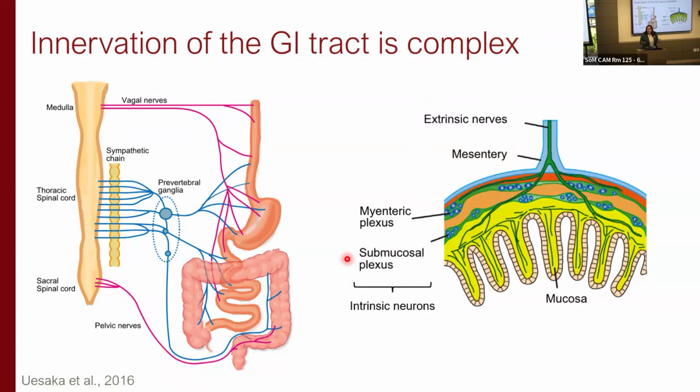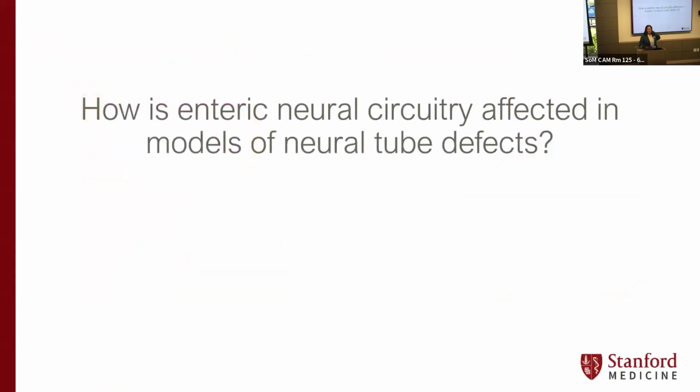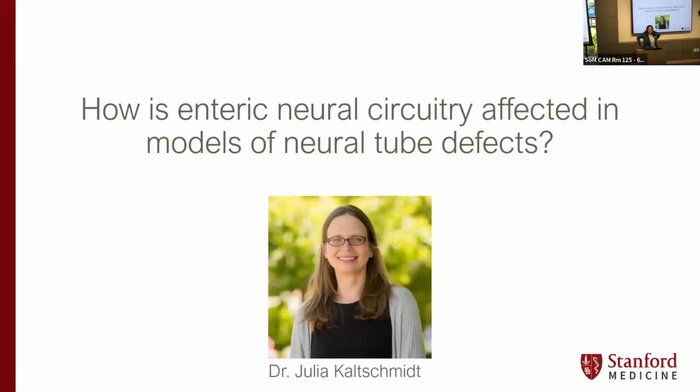And so when we think about neurogenic bowel, it becomes a very complicated question, sort of what levels of neural dysregulation are leading to those phenotypes. So the overarching goal of my project is to understand how enteric neural circuitry is affected in models of neural tube defects. To answer this question, I joined the lab of Dr. Julia Kaltschmidt, who is a developmental neurobiologist and really an expert in enteric neural circuitry, and so very well positioned to mentor me through this project.